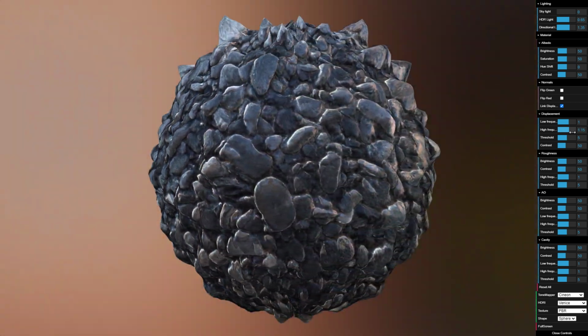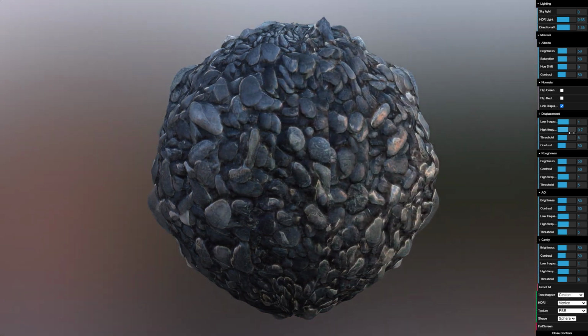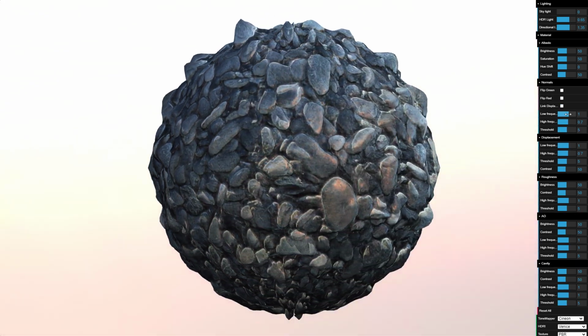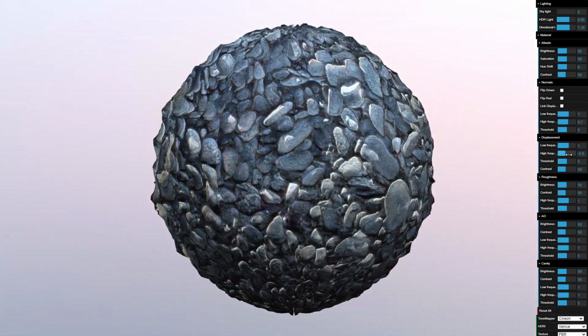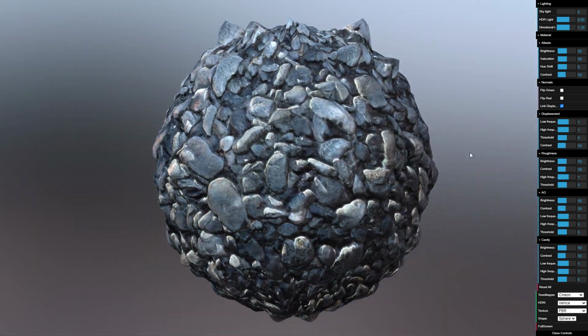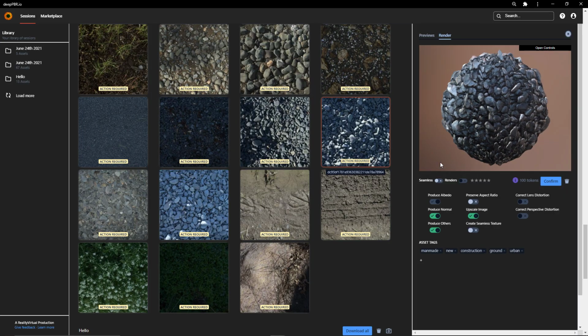Oh, so that actually affects the normals at the same time if you don't disable this, which once again, I think is a little bit unintuitive. So actually, you know what? I'm just gonna keep it as it is. Reset all. Okay, render away.